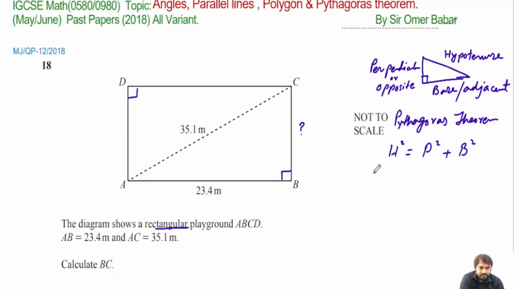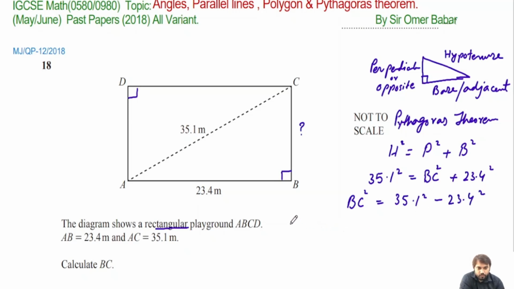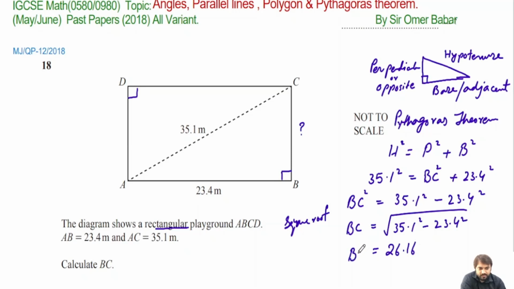So hypotenuse is 35.1. Putting the values, actually 35.1 square. We need to calculate this perpendicular, that is BC. So I'm gonna write BC square, and the value of base is 23.4 square. Just rearrange it to get the value of BC. So 35.1 square minus, bring it here, 23.4 square. Take the square root on both sides. The value of BC will be the square root of 35.1 square minus 23.4 square. Of course, you can use a calculator. I'm also using it. So the answer to this one is 26.16. This is our answer, BC, 26.16.